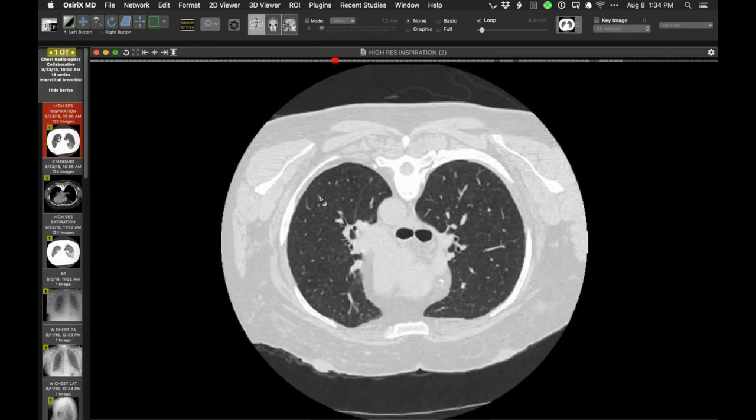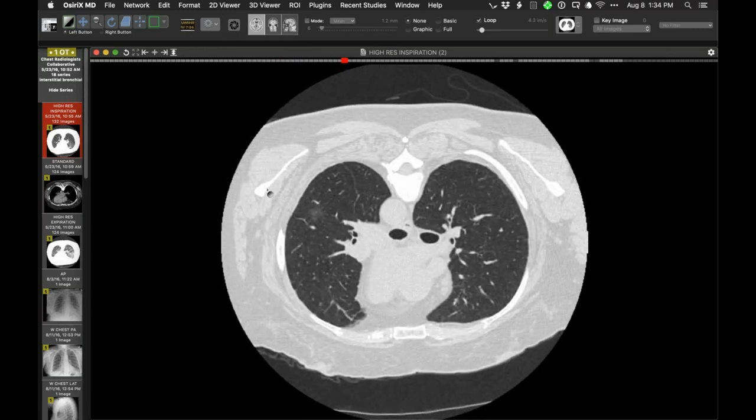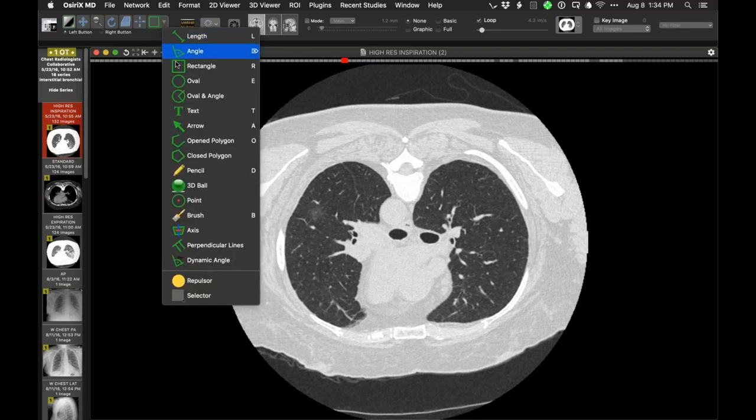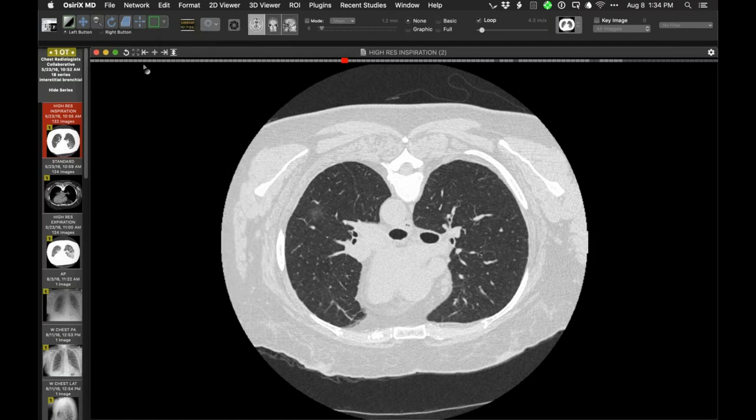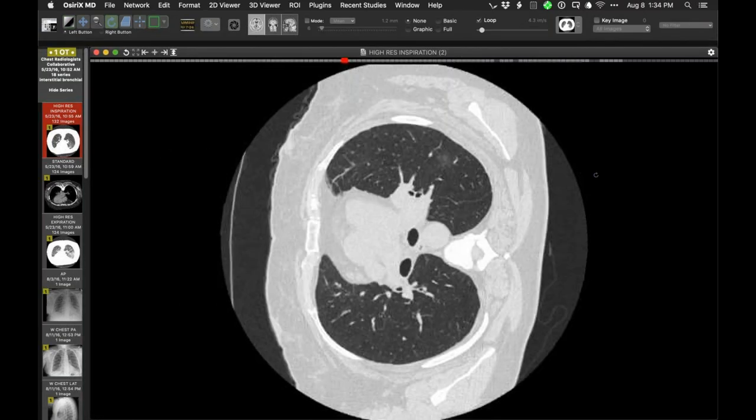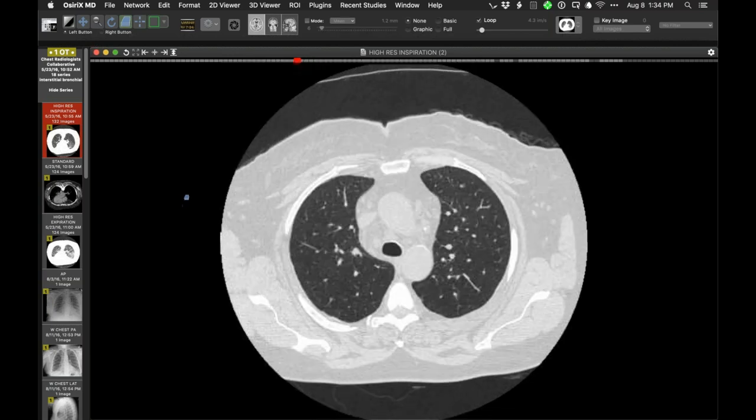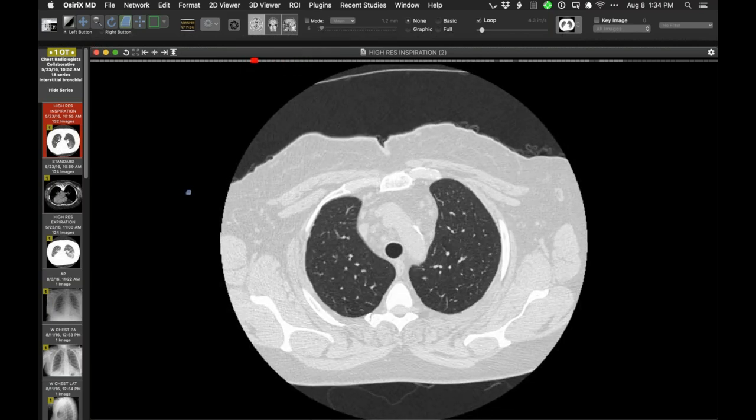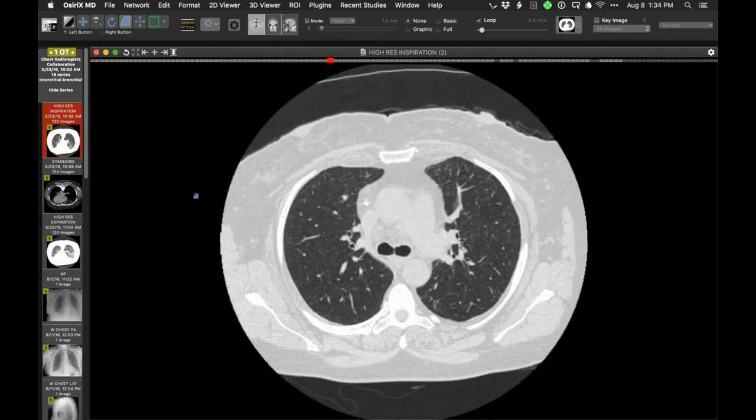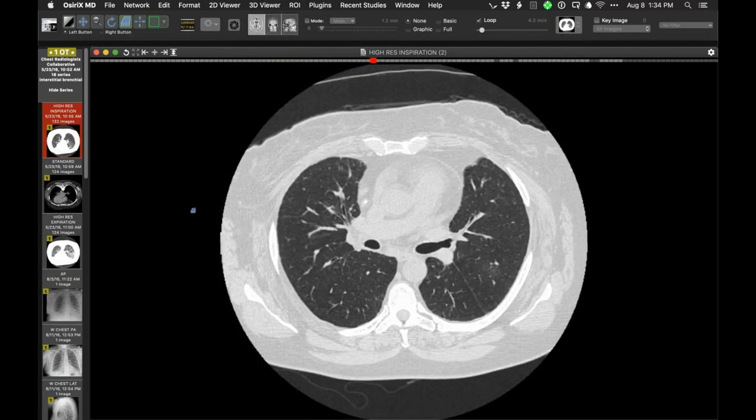So here's a CT from 2016, and let me rotate this around. I'll just swing it around like that. Make it easy. So at some time X, she had this so-called high-res scan. There are some prone images and expiration, as you can see.